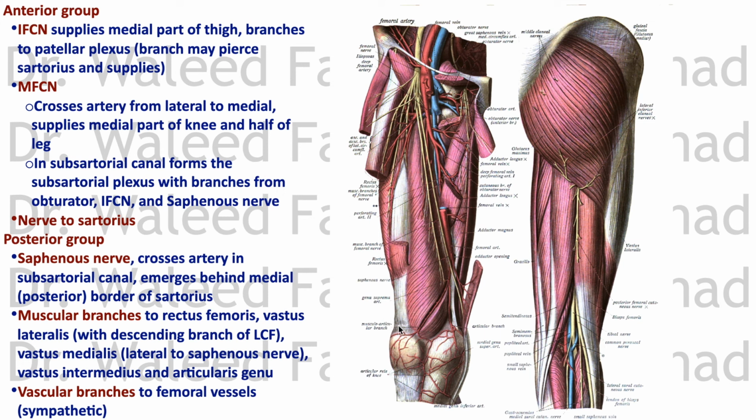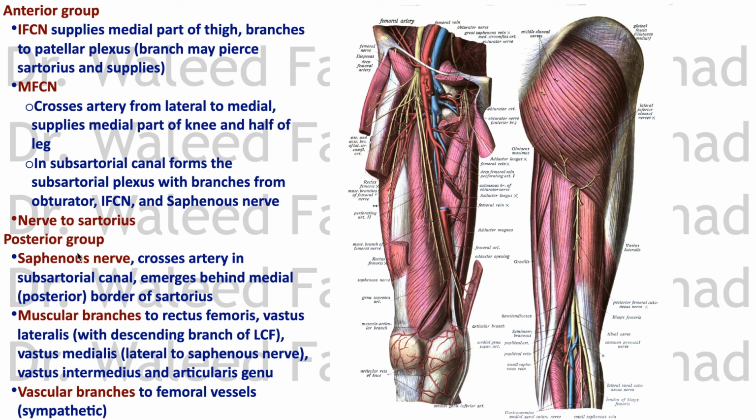and it's a cutaneous nerve. The same as the medial femoral cutaneous nerve, which is also a branch of the anterior group, and crosses the artery from lateral to medial to supply the lower medial thigh, and shares also in the patellar plexus and the subsartorial plexus, and the nerve to sartorius to supply the sartorius, as you can see here. This is from the anterior or superficial group.